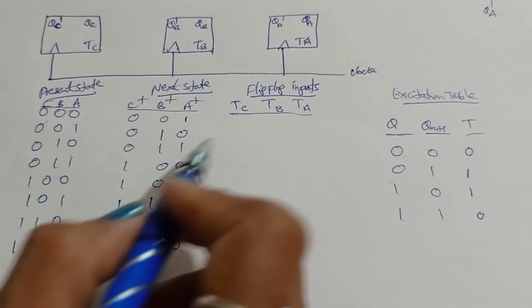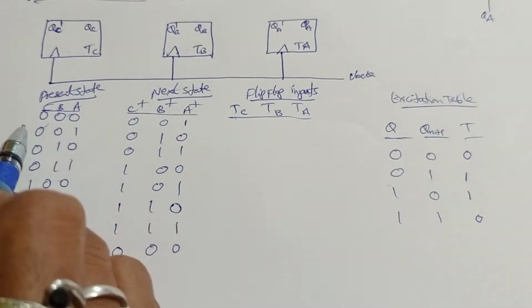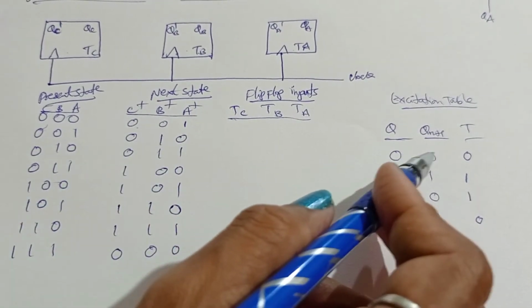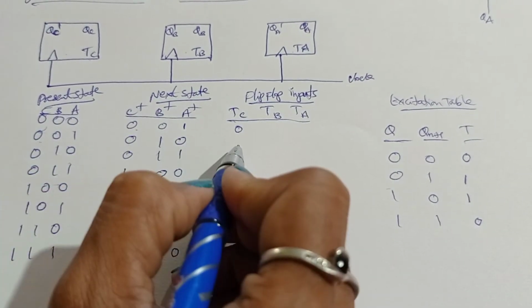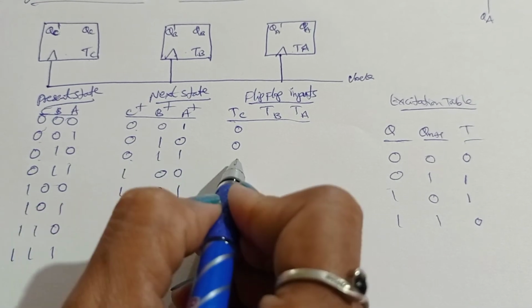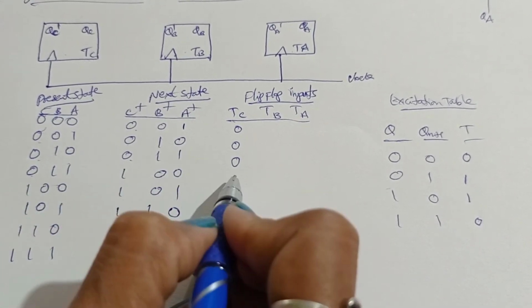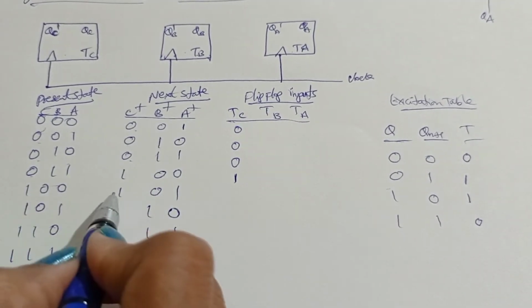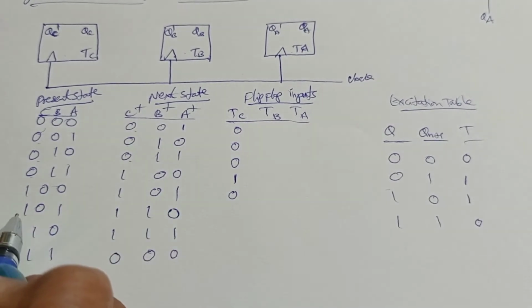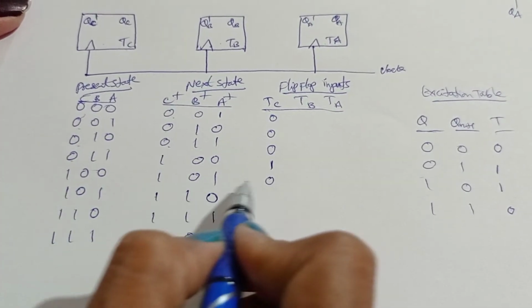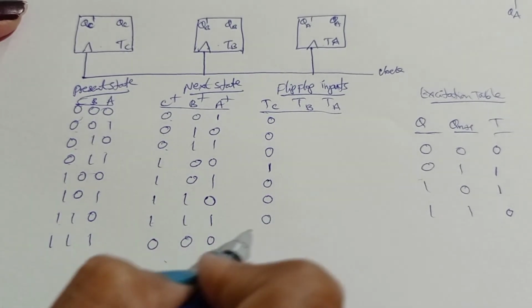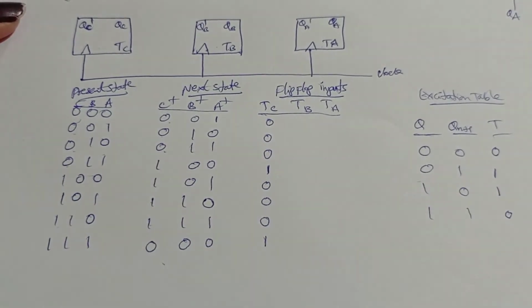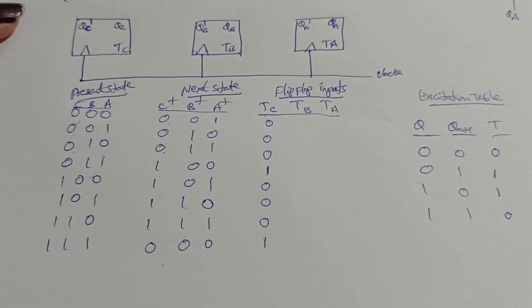Now we'll write what TC is. 0 0, same means 0. Again same, 0. Same, 0. Different, so we'll get 1. Next same, 0. Same, 0. Same, 0. Different, 1. This is what the TC is.